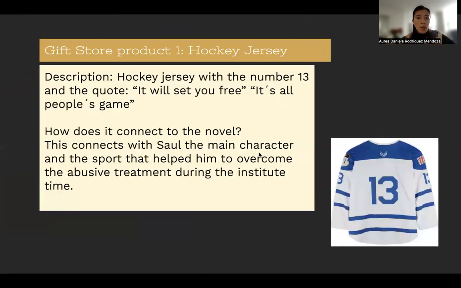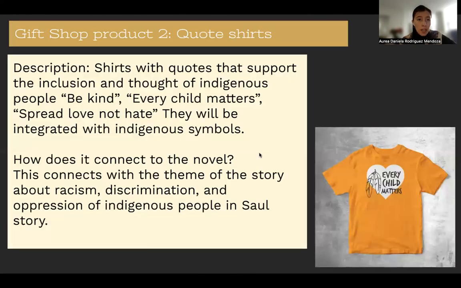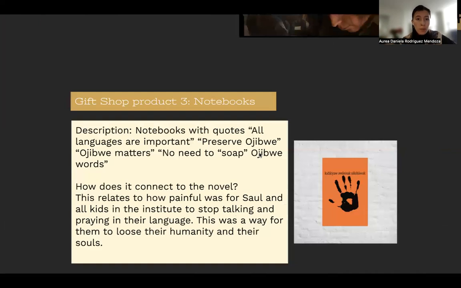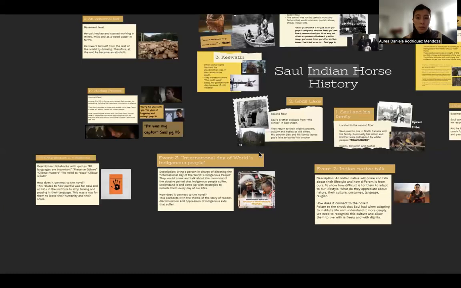Then the gift shop is going to have three main merchandise items. However, the third one I think is the most important one because we're going to sell notebooks with quotes that will be taken from the story. This really connects to the novel because it relates to how painful it was for Saul and all the kids in the institute to stop talking and praying in their languages, because this was a way for them to lose their humanity and their souls.